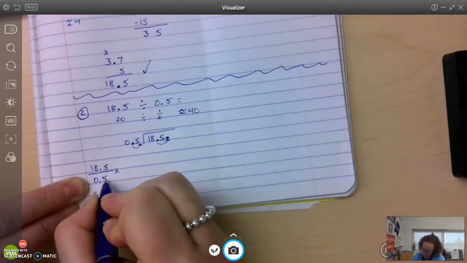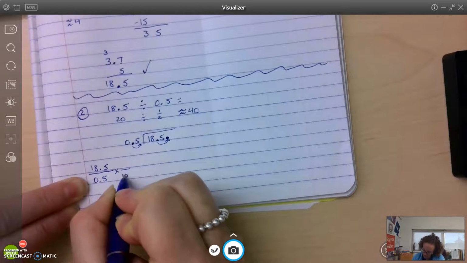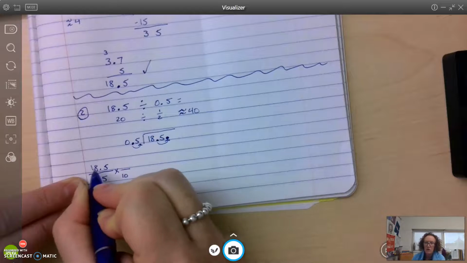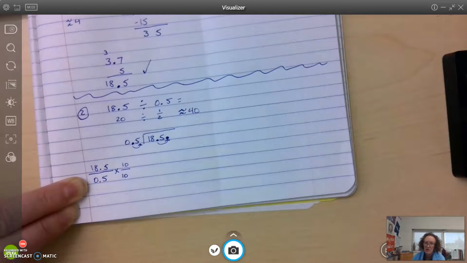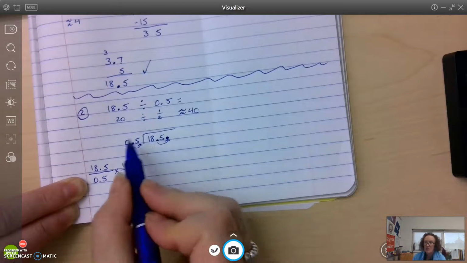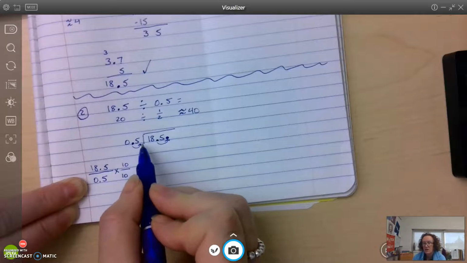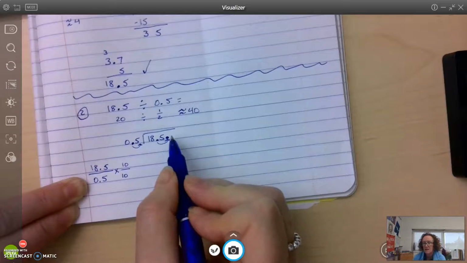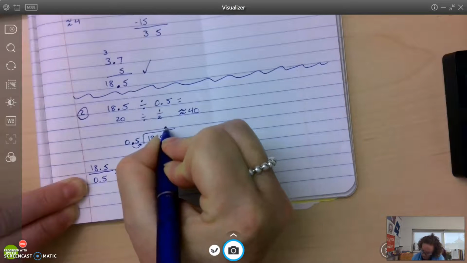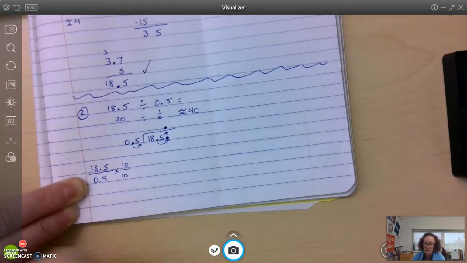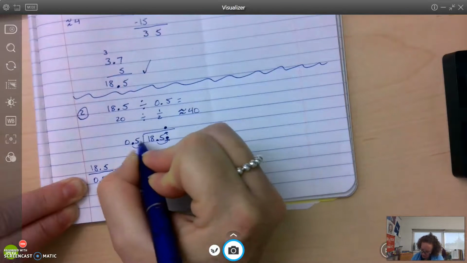So if I'm going to multiply the denominator, which in this case is the divisor, by 10, I also have to multiply the numerator times 10 in order to keep an equivalent fraction. So I want to keep an equivalent division problem, so I'm going to multiply the divisor times 10 and I'm going to multiply the dividend times 10. Once I do that, I can move my decimal point straight up and do my division problem just like I did in the previous one.